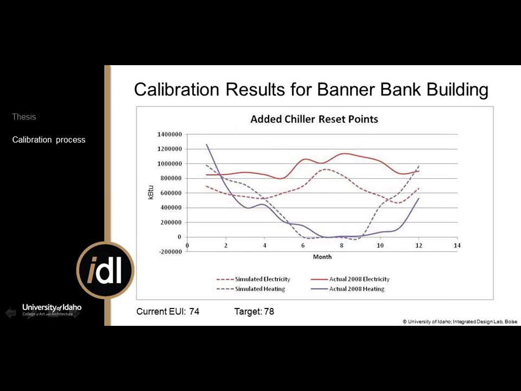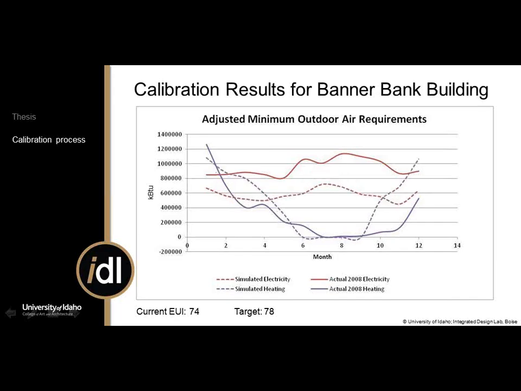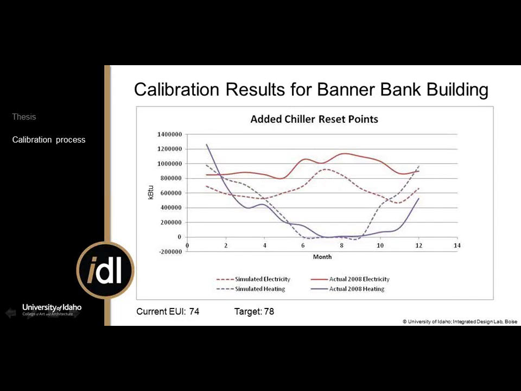I added chiller resets in, but still the EUI didn't change, and again it's because of the offset. The electricity was raised up a little bit, and the gas consumption lowered. And that's where I left off. I'm still working on it, trying to get it calibrated.